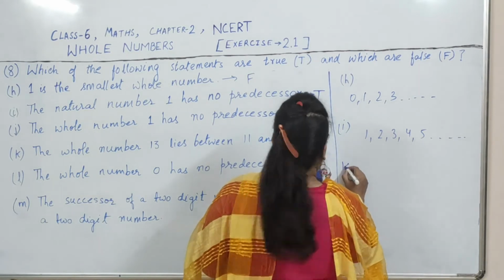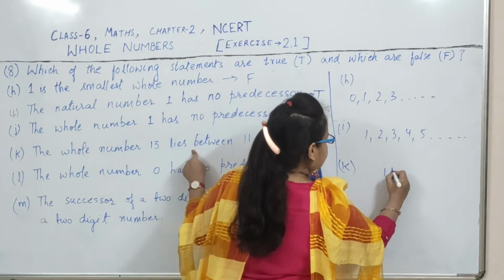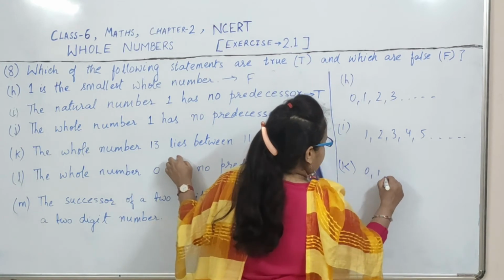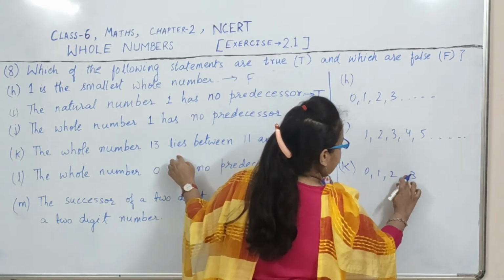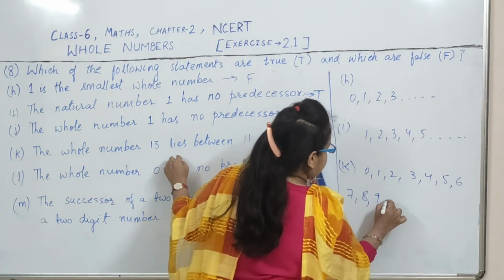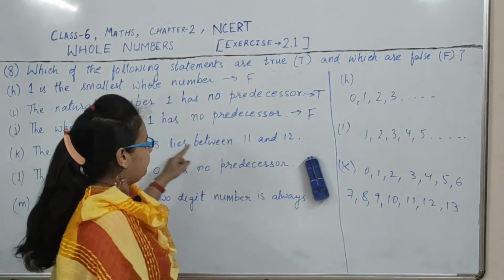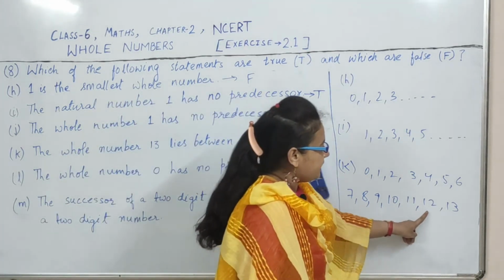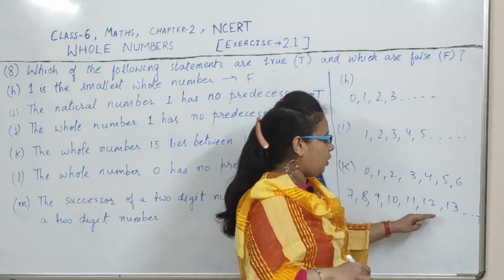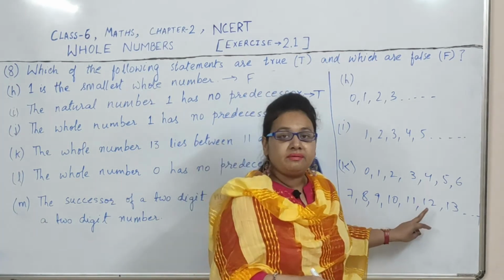See, this is question number K. Between 11 and 12, we go on writing the whole numbers: 0, 1, 2, 3, 4, 5, 6, 7, 8, 9, 10, 11, 12, 13. Okay. So, between 11 and 12, is there any whole number? See, these all are whole numbers, and so on. So, between 11 and 12, there is no whole number. Right? There is no whole number between 11 and 12.